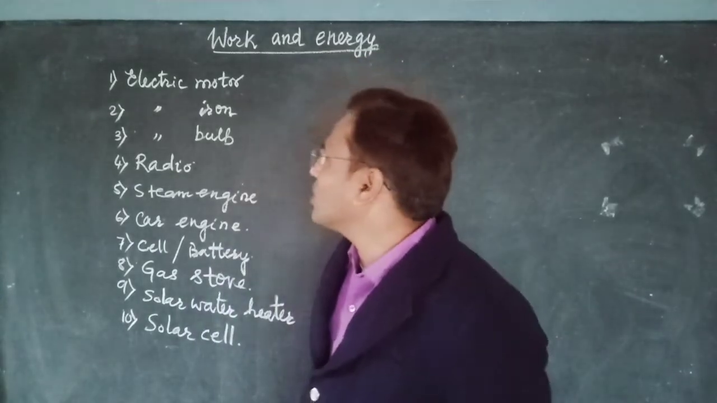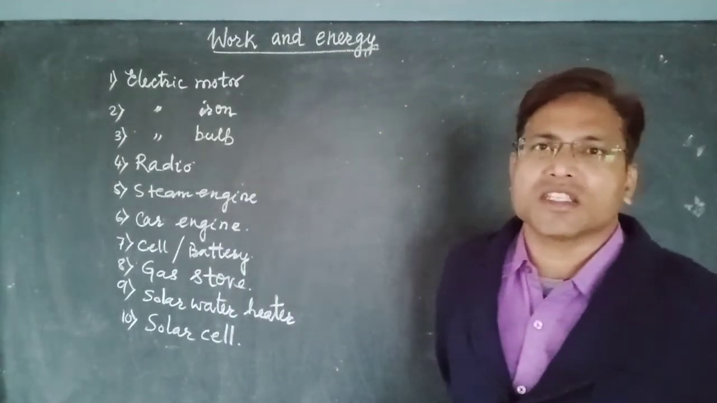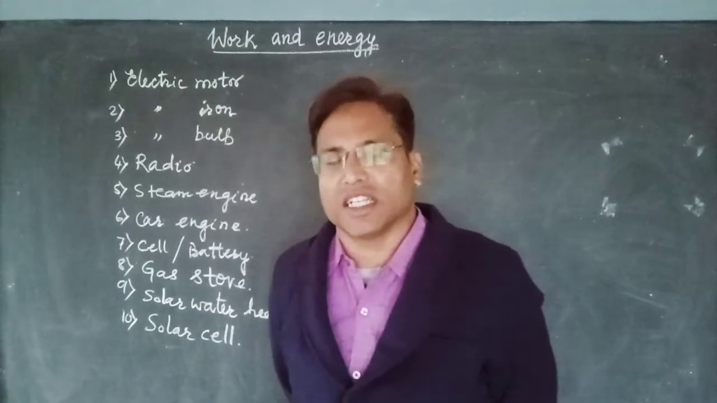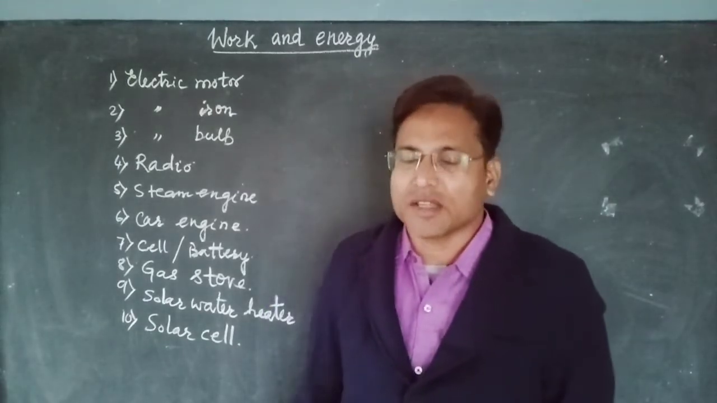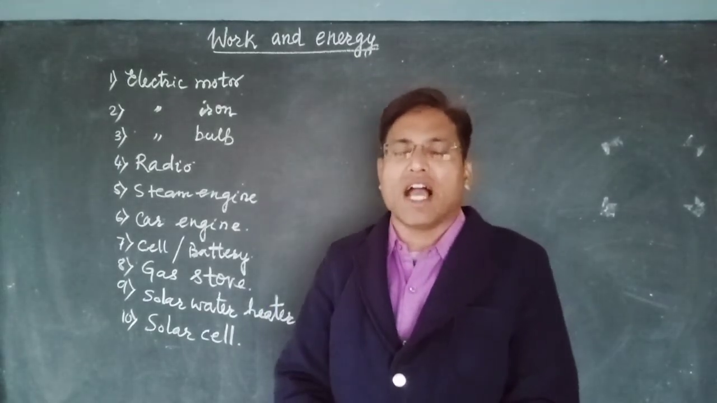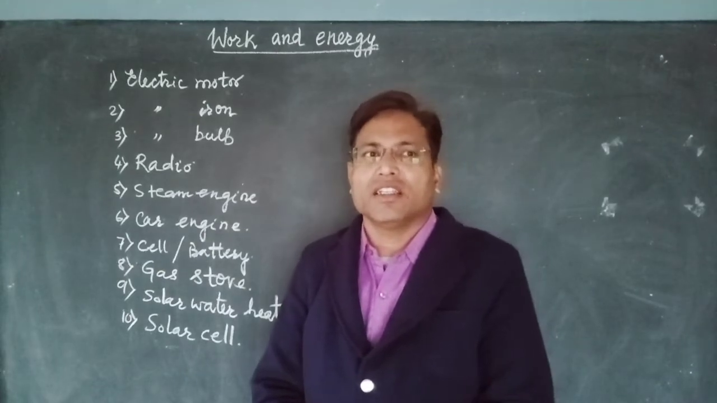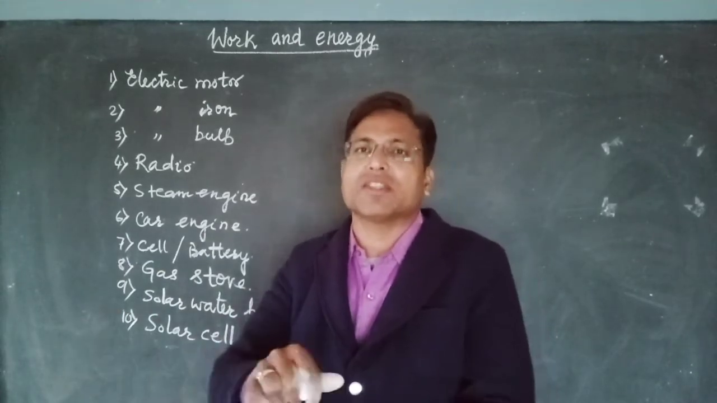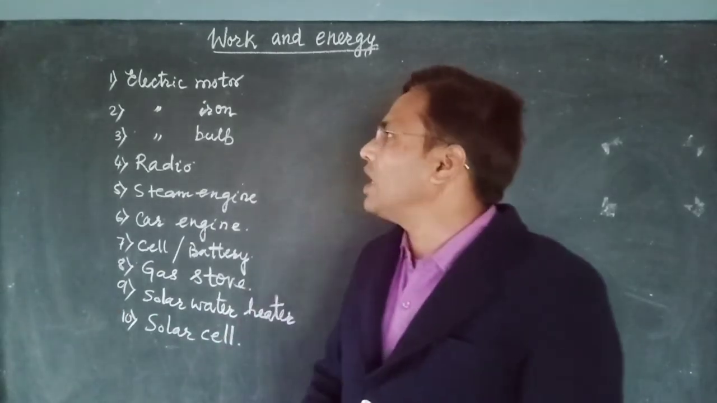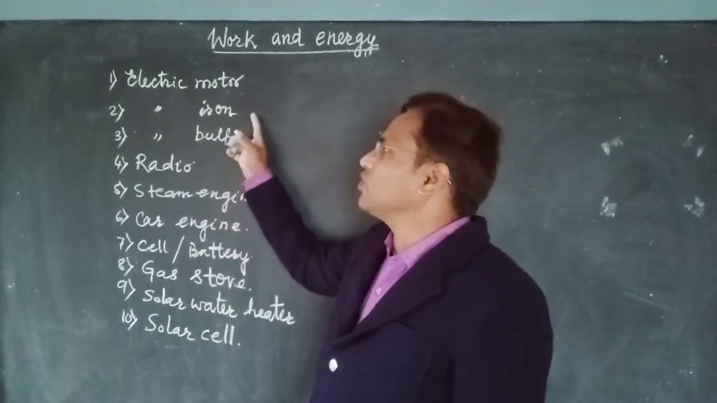Next we have the electric iron. In the iron, what is happening? When we are supplying electric current to the electric iron, it gets heated up and we press our cloth. So electrical energy is being converted into heat energy.